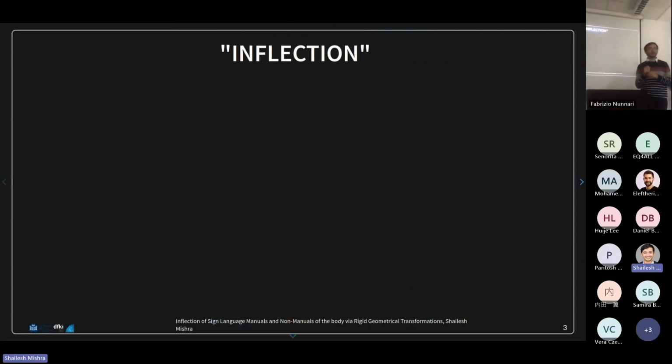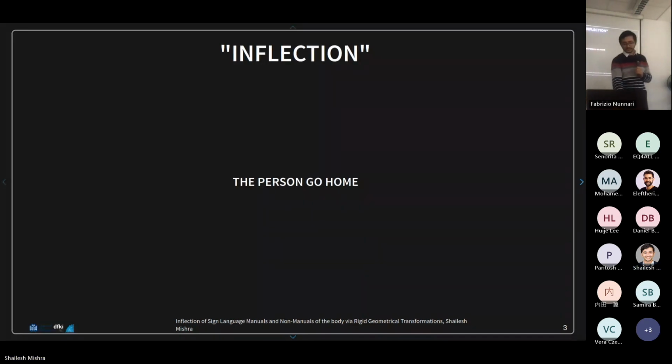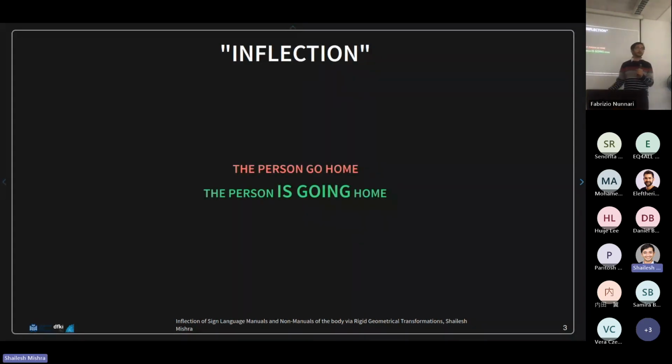Now, I'll introduce you to the concept of inflection. In our language, we have multiple words which we put together to form a sentence, such as this: the person go home. Here, you will never know if the person is going home, if the person went home, or if the person is going home at the moment. Now, if we inflect the verb, we get a sentence like this: the person is going home. Now we understand that the person is going home in the present tense, right?